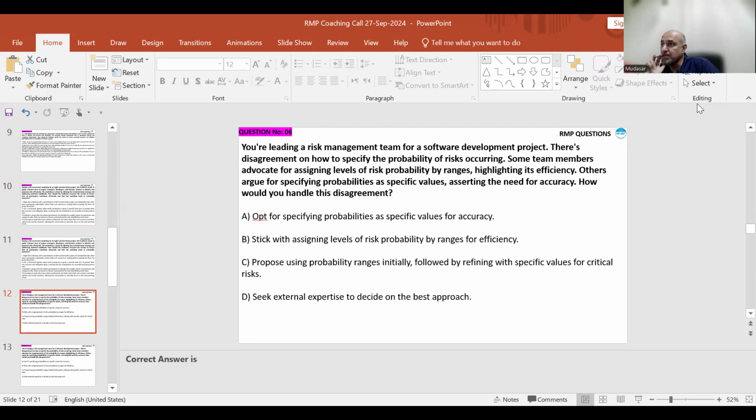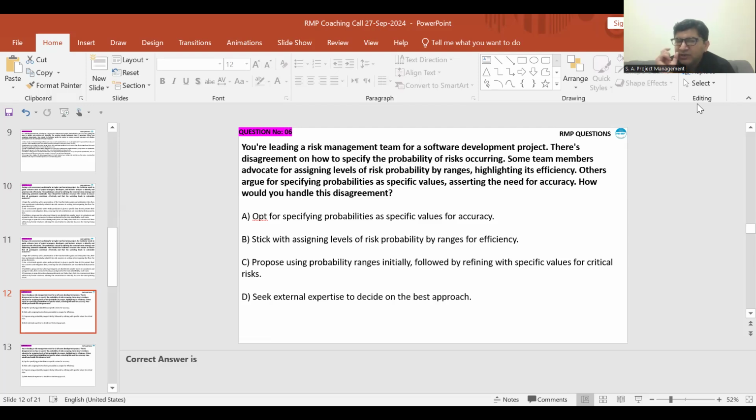Sir, I would go for option A, because we need to have a specific value. You see, risk is probability into impact. So yes, impact is not there, but we need to have a specific value for probability so that we can find out how much the risk would be. For example, if we assign ranges between 1 and 10, we will not be able to show what the risk would be. We need to quantify.